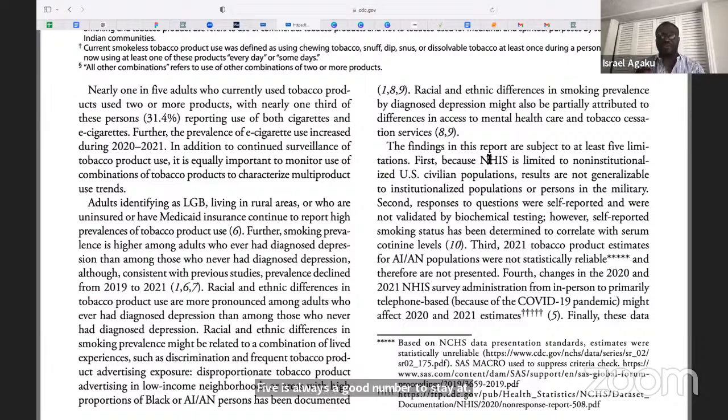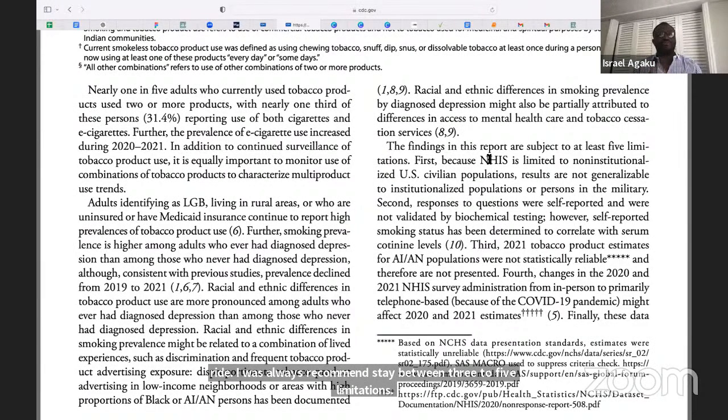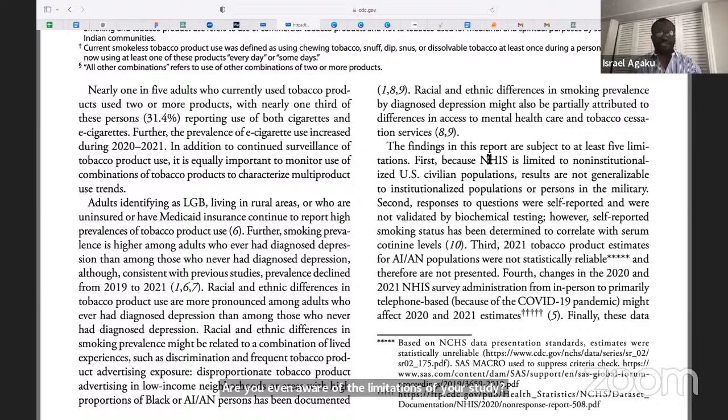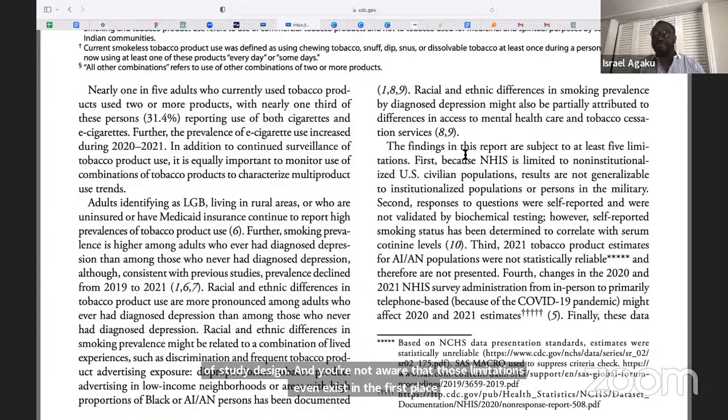So I always recommend staying between 3 to 5 limitations. Anything less than 3 is like, are you even aware of the limitations of your study? Are you familiar with issues of study design, and are you not aware that those limitations even exist in the first place? And anything more than 5 is like, wow, this study has a lot of limitations. Why should we even publish it in the first place if it has so many holes?